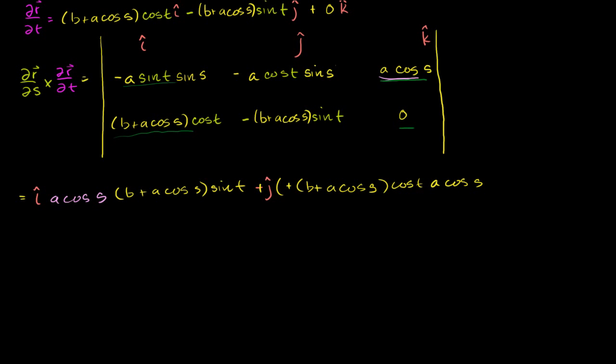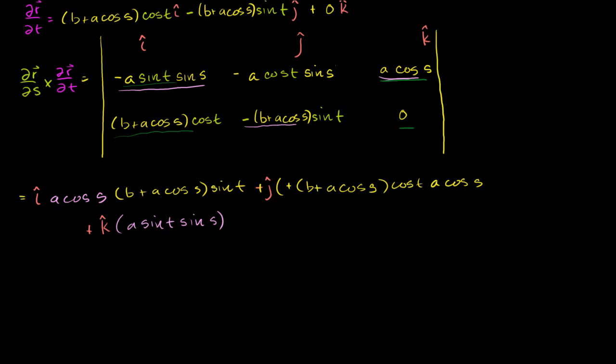And then finally, the k term. So plus k times, cross out that row, that column. It's going to be that times that minus that times that. So that looks like a kind of beastly thing, but I think if we take it step by step, it shouldn't be too bad. So that times that, the negatives are going to cancel out. So this term right here is going to be a sine of t sine of s.